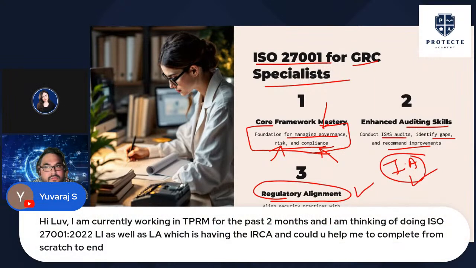All right, so Yuvraj is asking, Hi, Love. I'm currently working in TPRM for the past 2 months, and I'm thinking of doing ISO 27001 2022 LI, lead implementer, as well as lead auditor, which is having the IRCA. So, could you help me to complete from scratch to end?